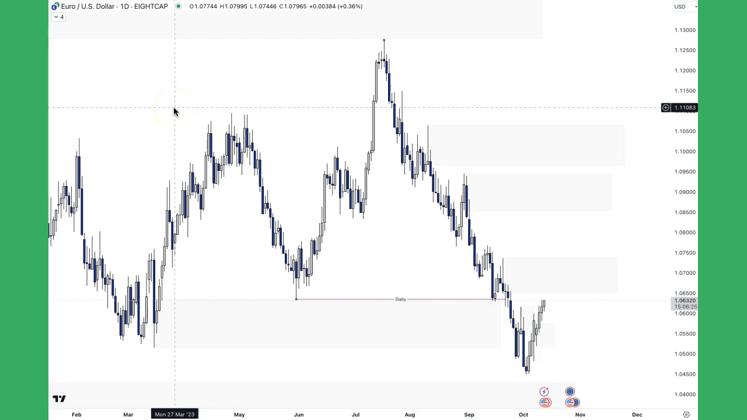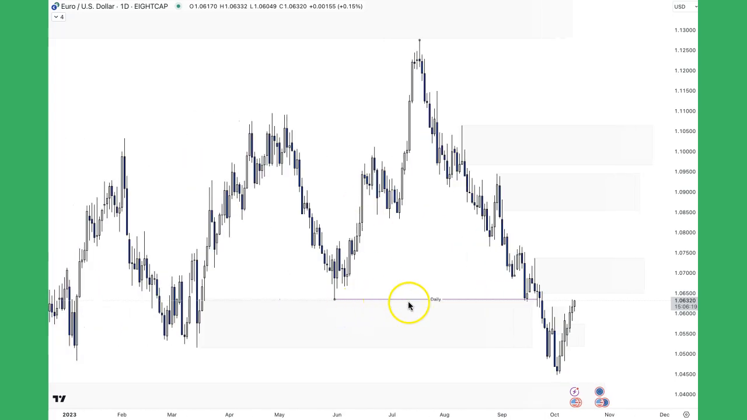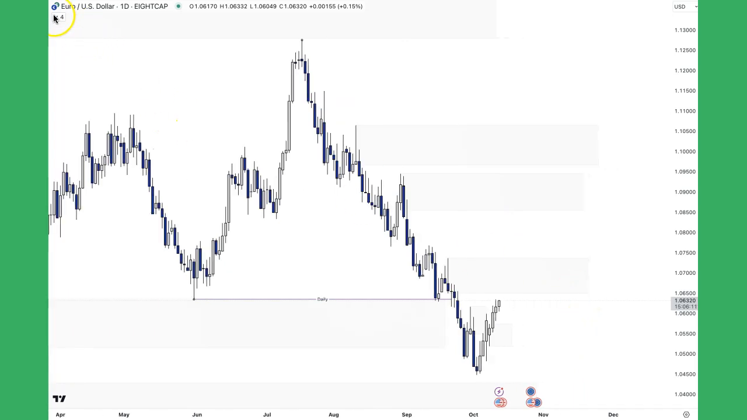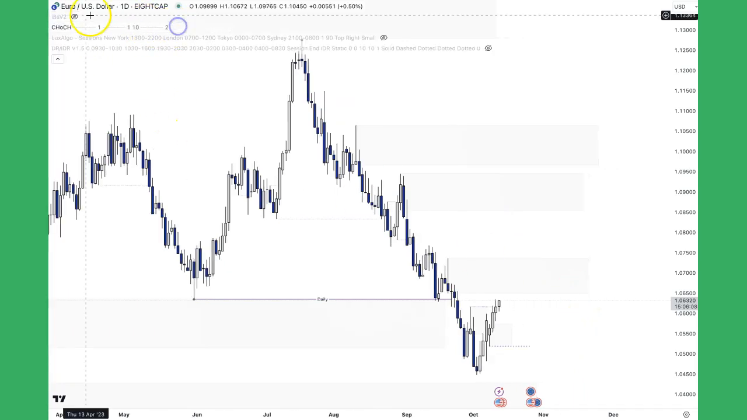Daily markup for Euro USD for Thursday the 12th of October. This is the daily chart. We've had a break of structure and the daily is bearish. However, after a break of structure, we can expect a pullback to start, and we are, let me just have these on.